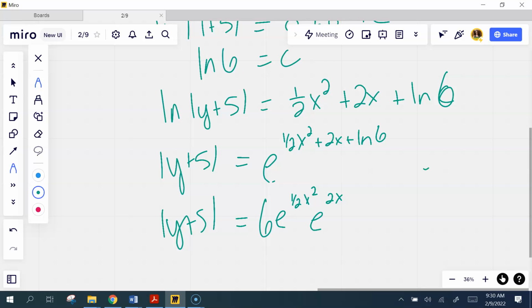Well, if I split this up, so I have e to the 1 half x squared plus 2x, I might leave it like that. But if you split it, it's not wrong. Then times e to the log 6, and e to the log 6 is just 6. So I just put it in front of it.